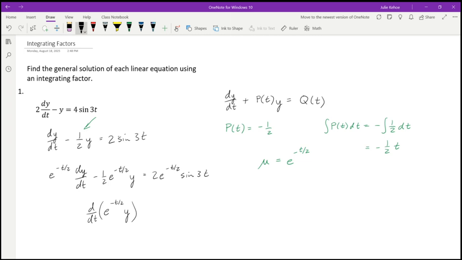It's always good to check that the coefficients we have here on the dy/dt and the y are actually derivatives, one being the derivative of the other. As long as they are, then you know that you've done things correctly. And so now the derivative of e to the negative t over 2 times y is equal to 2e to the negative t over 2 times sine of 3t. Now that I've got a derivative on the left side, to get rid of it, I can integrate. So I'm going to integrate both sides of this equation.